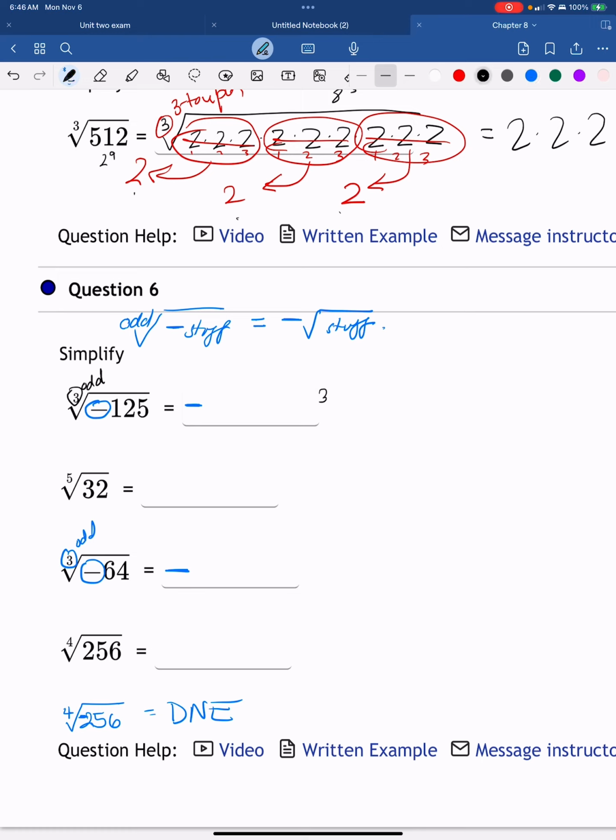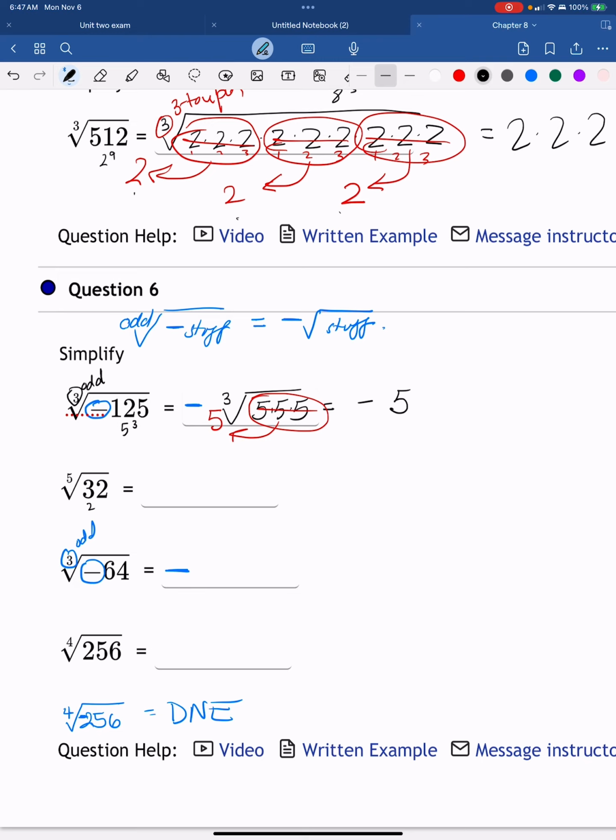So I've pulled out my negative sign, and now I'm looking at the cube root of 5 times 5 times 5, because this is 5 cubed. And so I get an answer of minus 5.